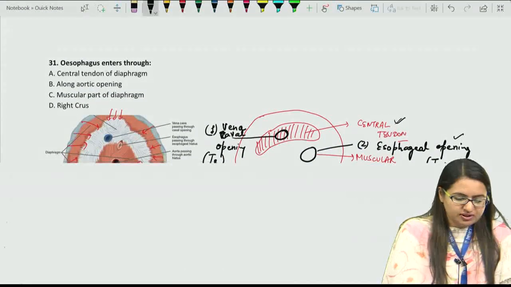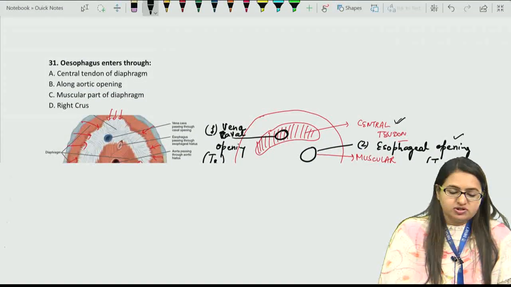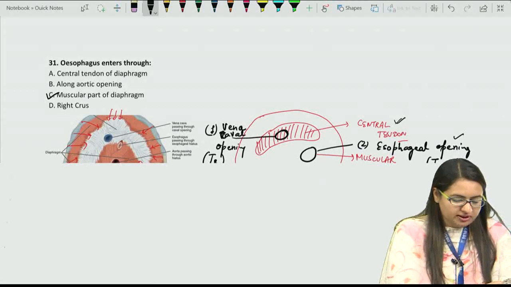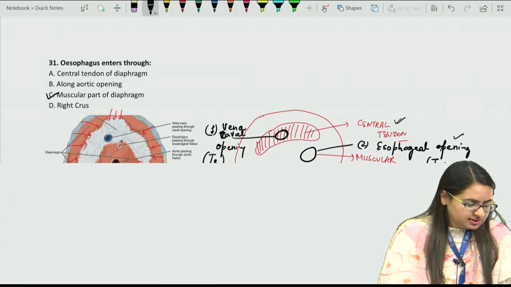Now for the question, the esophagus enters through the esophageal opening, which is present in the muscular part of the diaphragm. So the answer for this question is C.